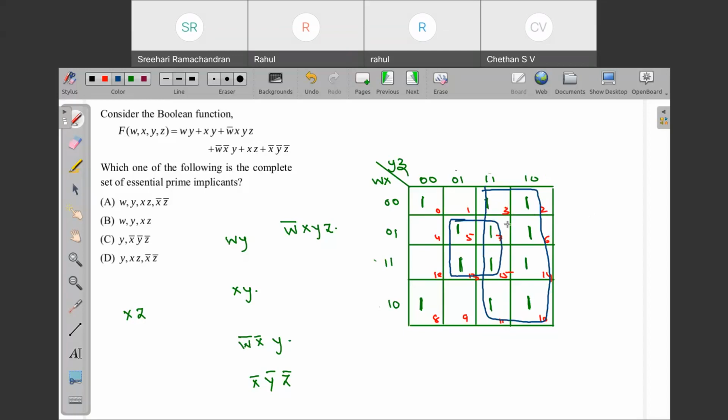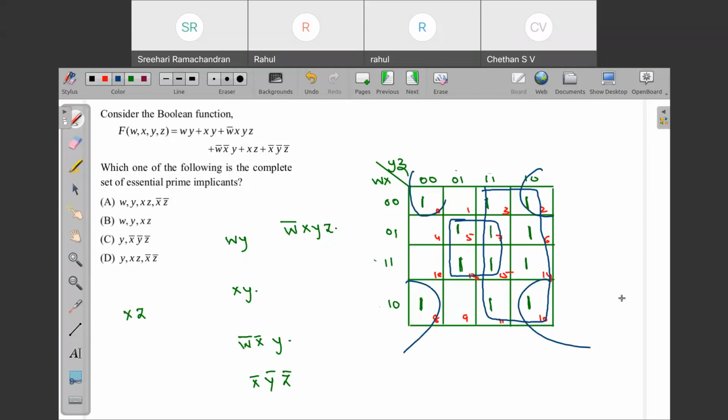Now don't think that we can make one more group of 4 like this. No, this is wrong, because this whole group has already been covered in the group of 8. So you don't need to make a group of 4 over here, because all the ones have been already covered in this group of 8. So not required. Any other options or alternatives for this one? No. Now one more group of 4 I can make. It is like this one, this, this and this.